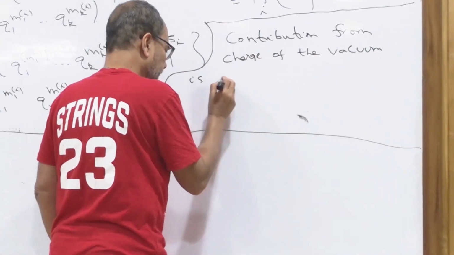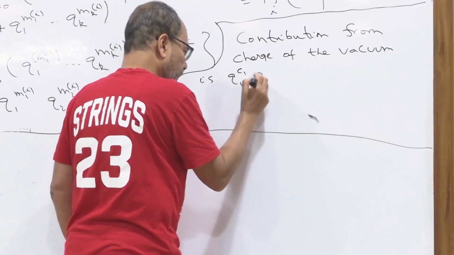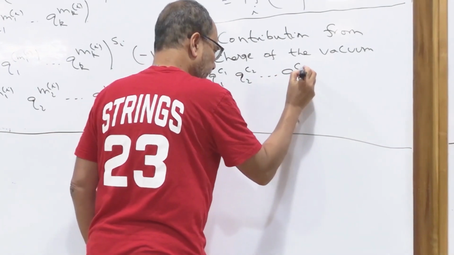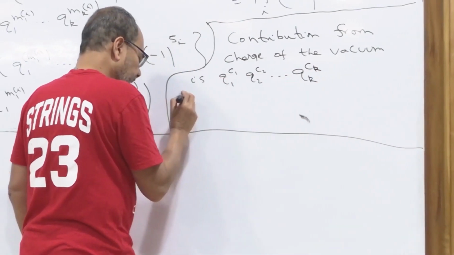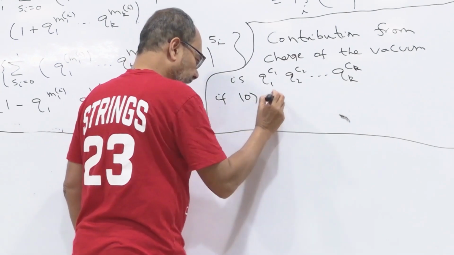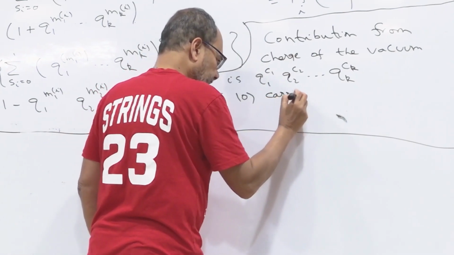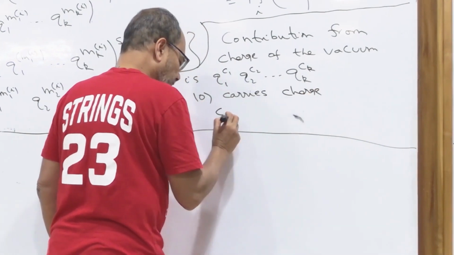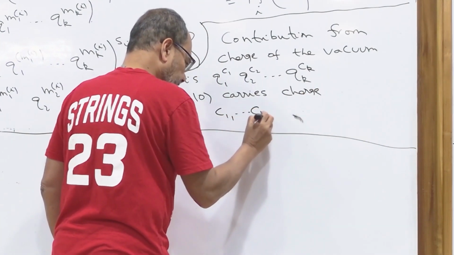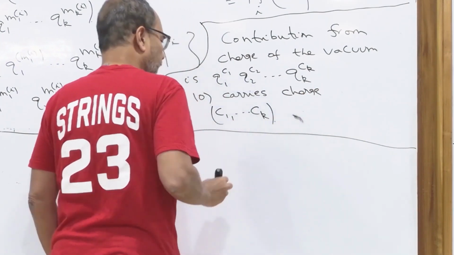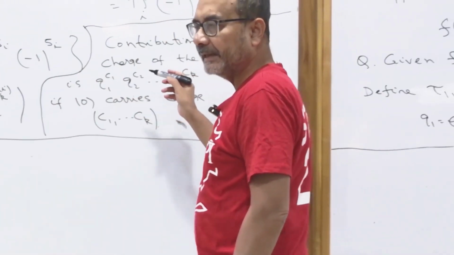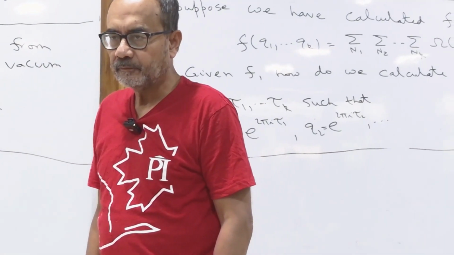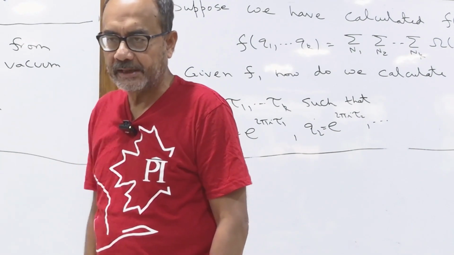is q1 to the c1, q2 to the c2, up to qk to the ck, if the vacuum carries charges c1 to ck. So this will be an extra factor that comes in the expression for the partition function, just if the vacuum carries some charge.